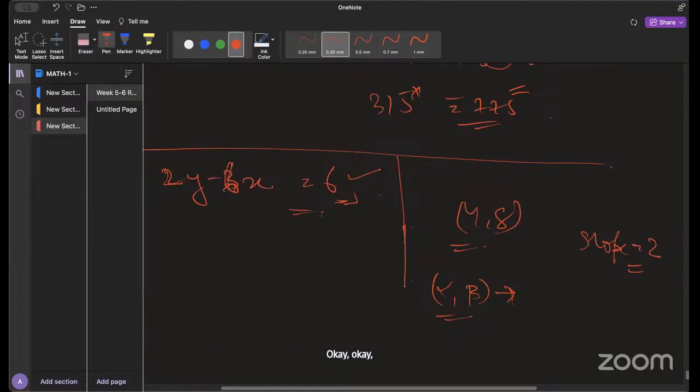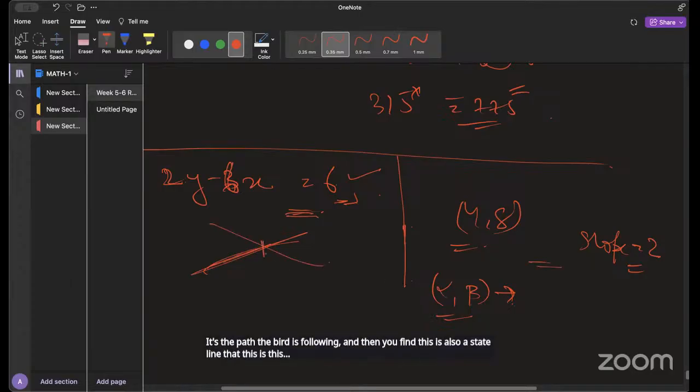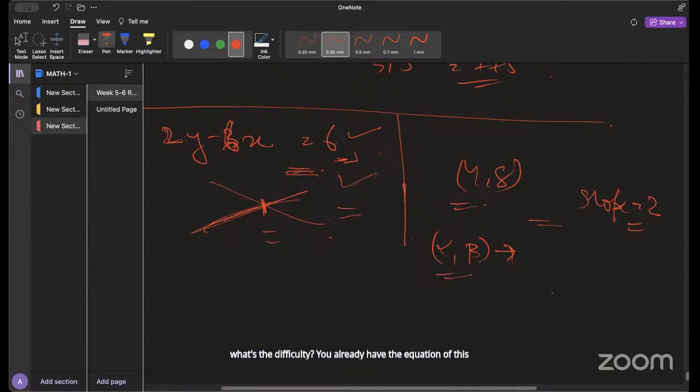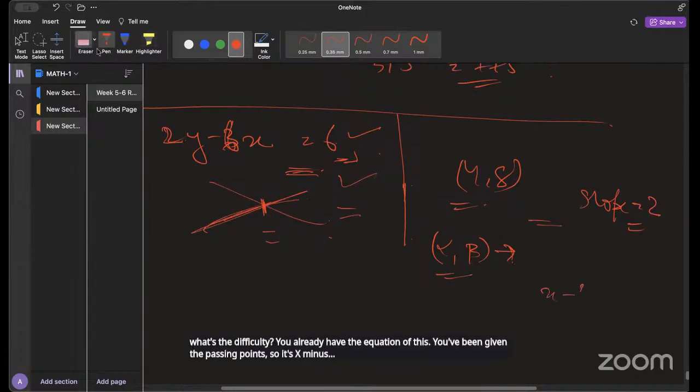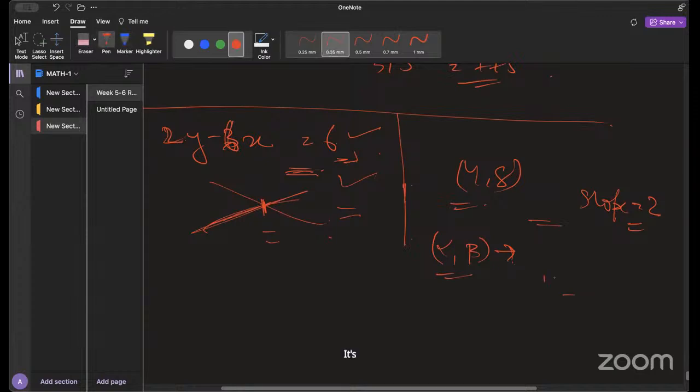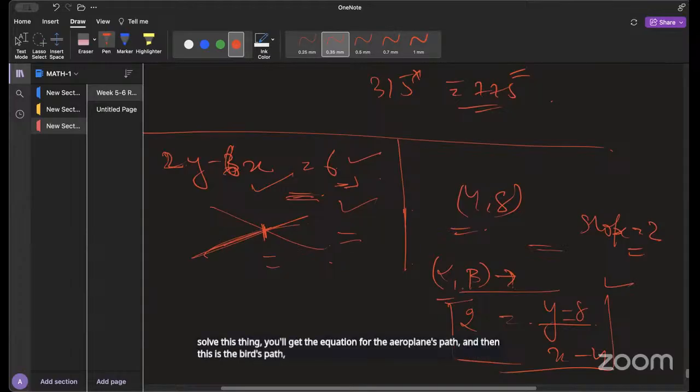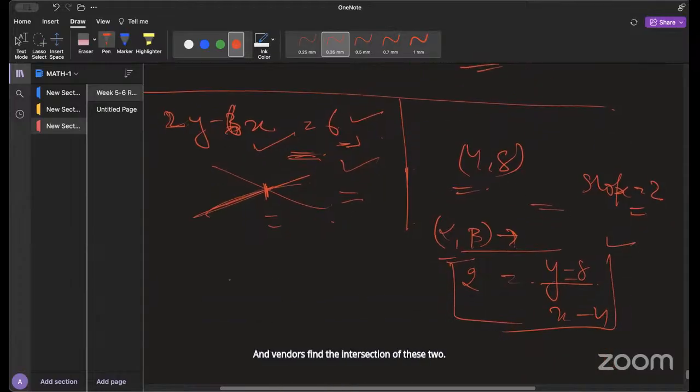Okay, fair enough. So this equation is already given. Let's just say this is the path of the bird, it's a straight line, and then this is also a straight line. You need to find the point of intersection of these two lines. What's the difficulty here? You already have the equation of this. You have been given the passing point, so it's y minus 8 and x minus 4, right? And then the slope is given. Solve this thing, you'll get the equation for the aeroplane's path, and then this is the bird's path, and then just find the intersection of these two by equating.